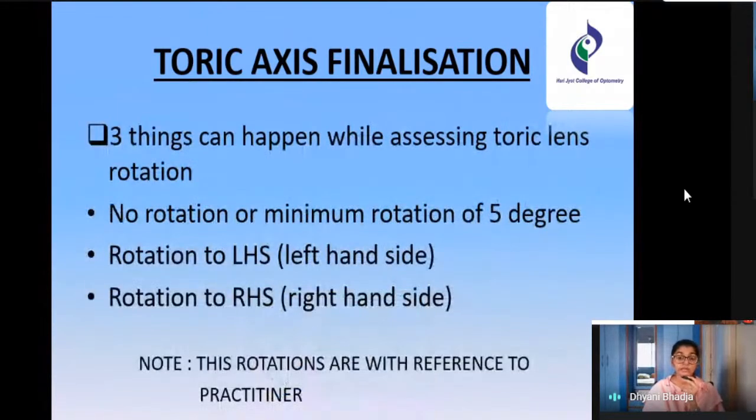Now, for toric axis finalization, three things can happen while assessing toric lens rotation. First, no rotation or minimum rotation of 5 degrees. Second, rotation towards the left hand side. Third, rotation towards the right hand side. Here, this rotation is with reference to the practitioner, not the patient.